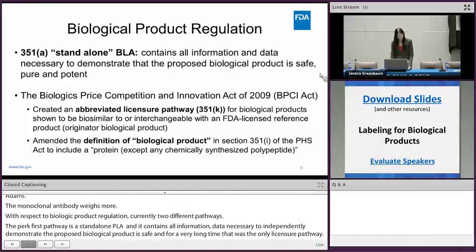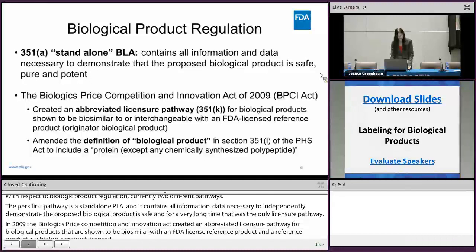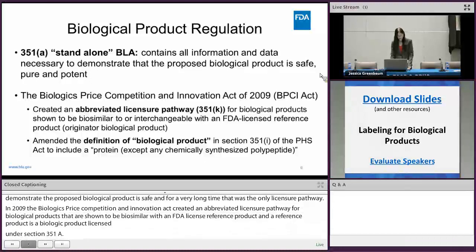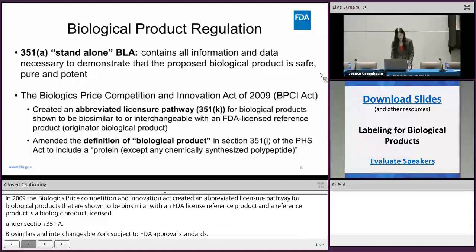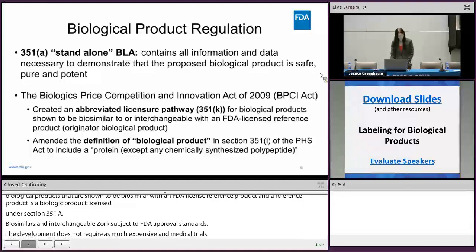Biosimilars and interchangeables are subject to FDA's rigorous approval standards. One thing to note is that generally their development does not require as many expensive and lengthy clinical trials as a 351(a) BLA. In addition, the BPCI Act also amended the definition of biological product to include a protein except for any chemically synthesized polypeptide.